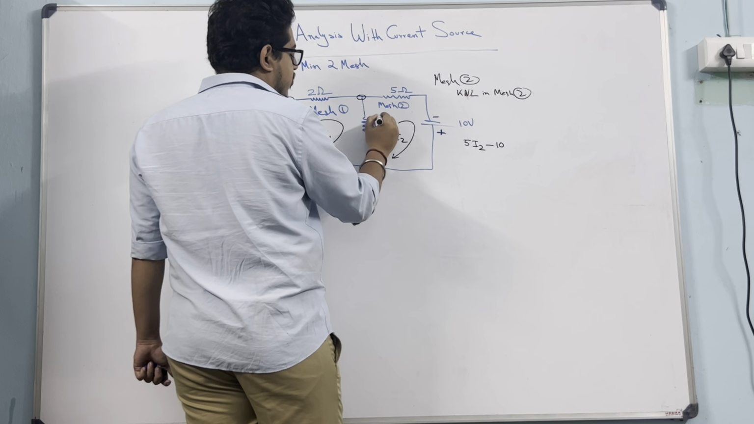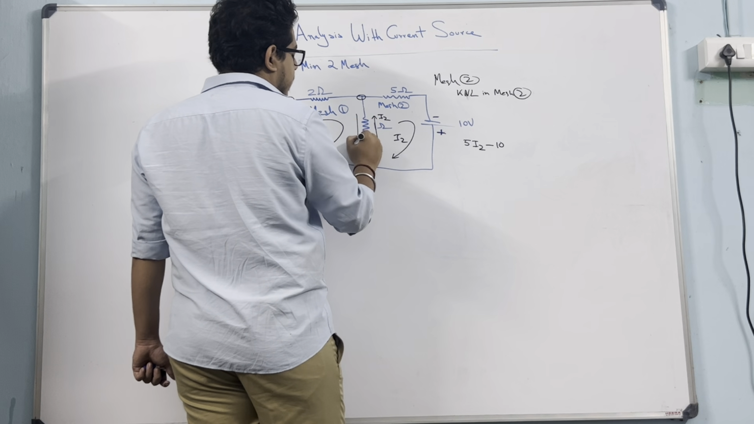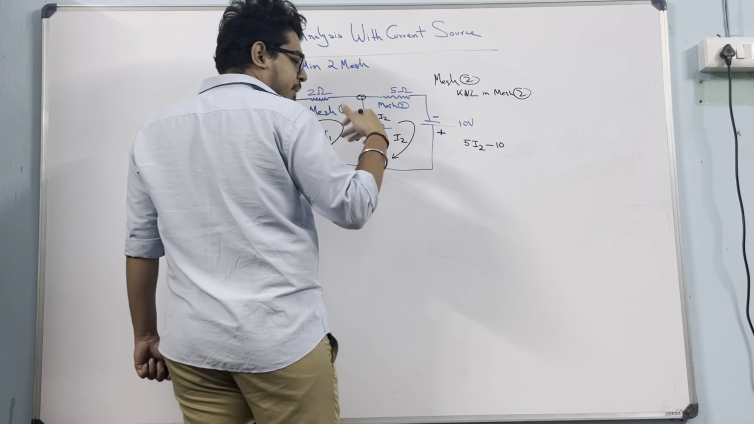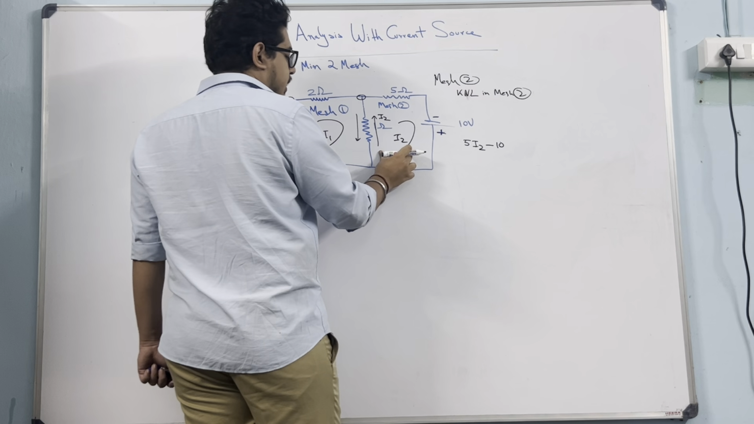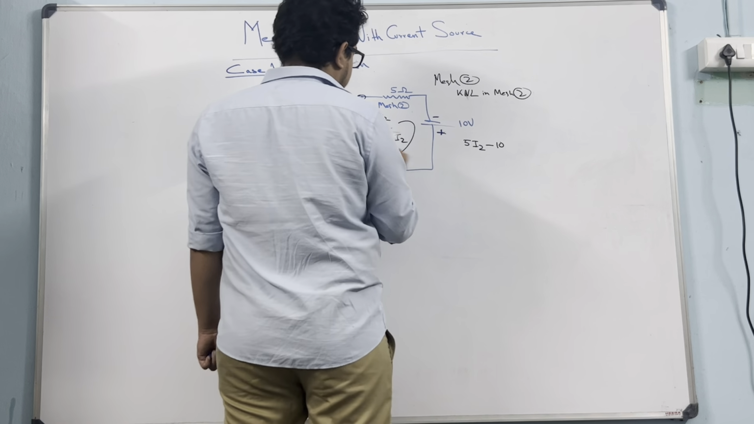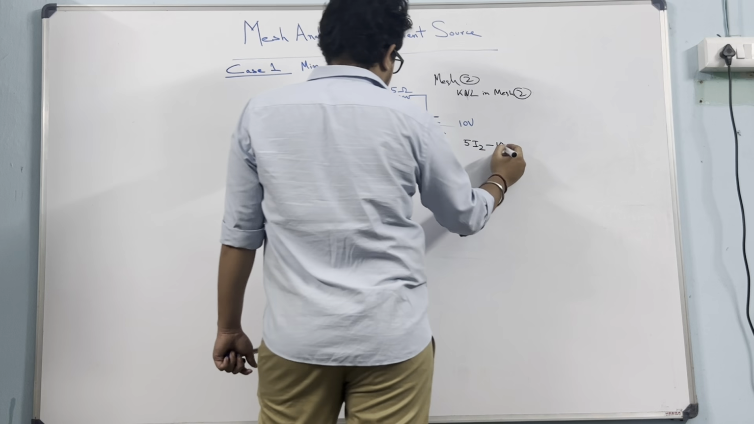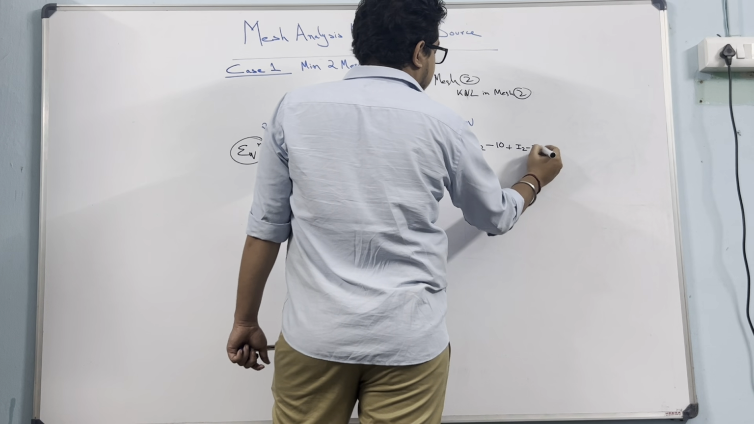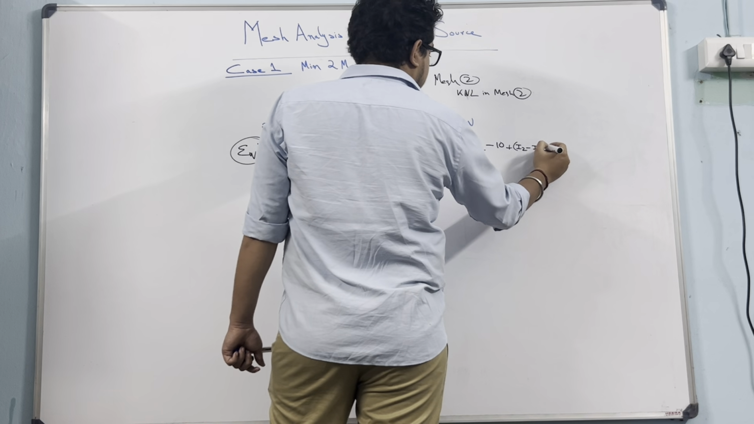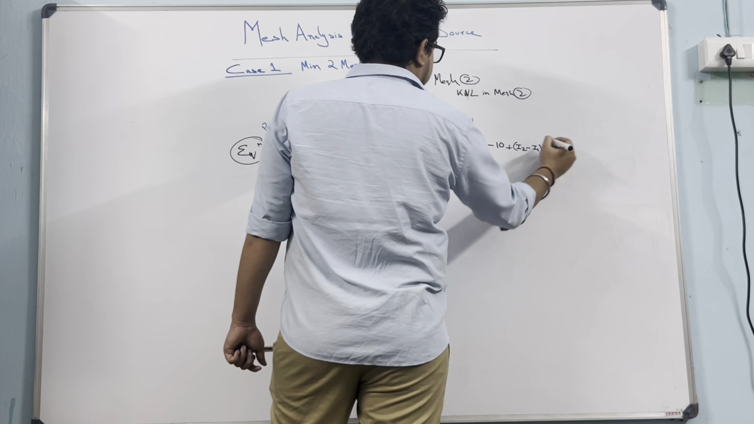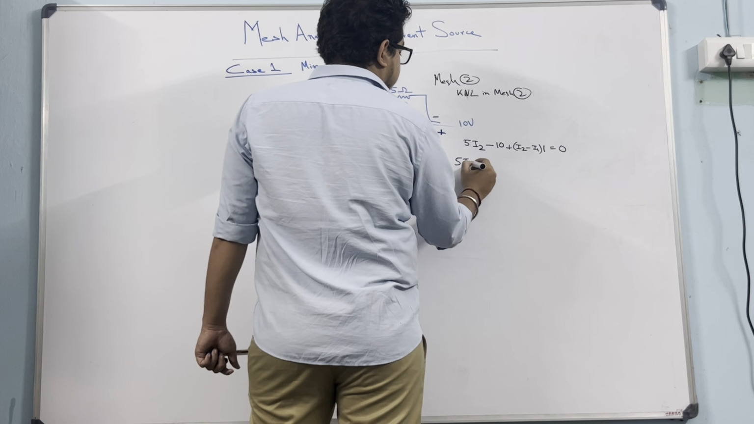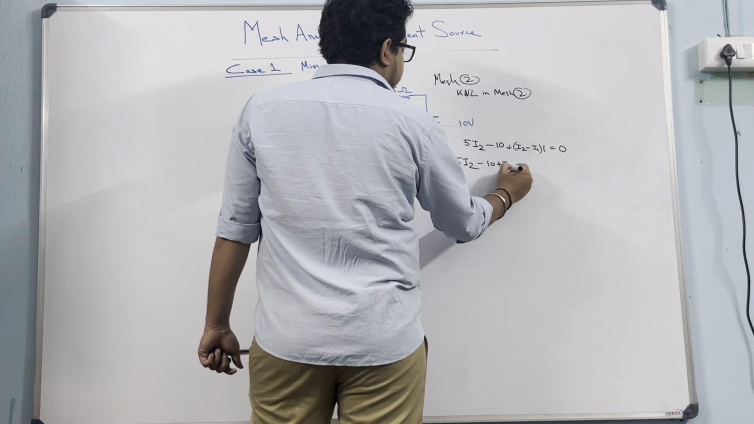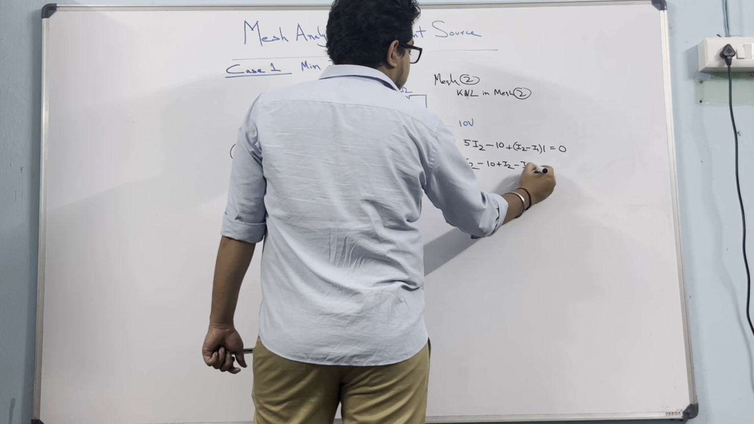If this is I2 going over here, and this is I1, I am assuming the current is flowing like this, so it has to be positive and greater. So I2 minus I1 into 1, the resistance. Plus I2 minus I1 into 1 equal to 0. So 5I2 minus 10 plus I2 minus I1 equal to 0.